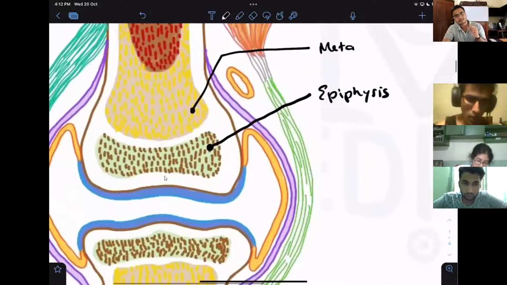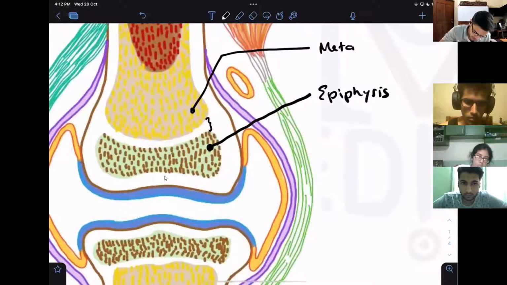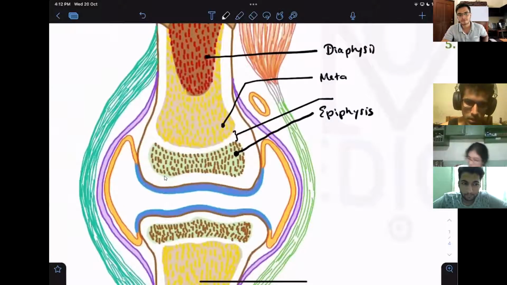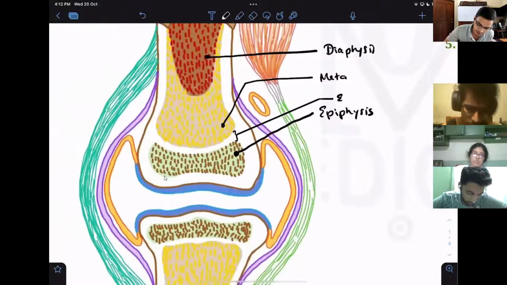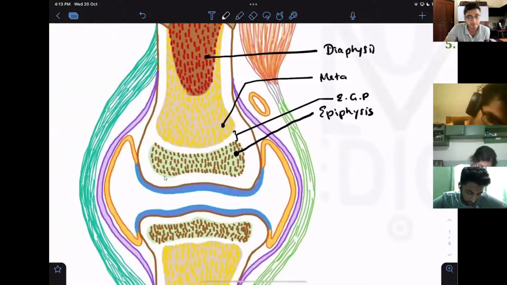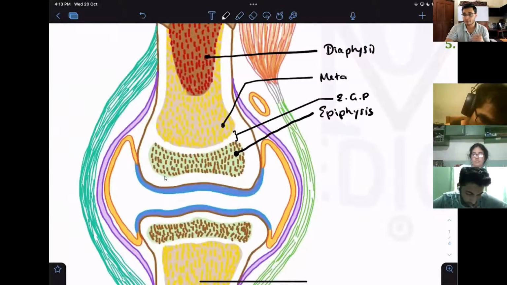Now look at this, guys. Between the epiphysis and the metaphysis, there is a small space here. What is this small space? The epiphyseal growth plate. You all know the epiphyseal growth plate closes after some time in humans. When does it close?